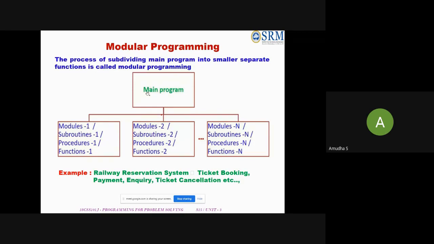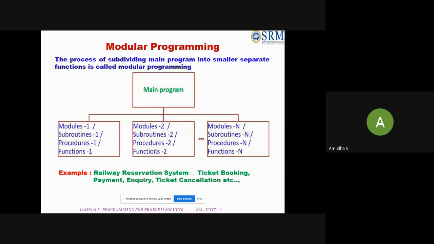So instead of doing the project by a single person, here we are doing the project in different modules, so it is called modular programming. The process of subdividing a main program into small modules. Each module has the speciality to do a separate task. Module 1 does a different task, module 2 does a different task, module n does a different task.